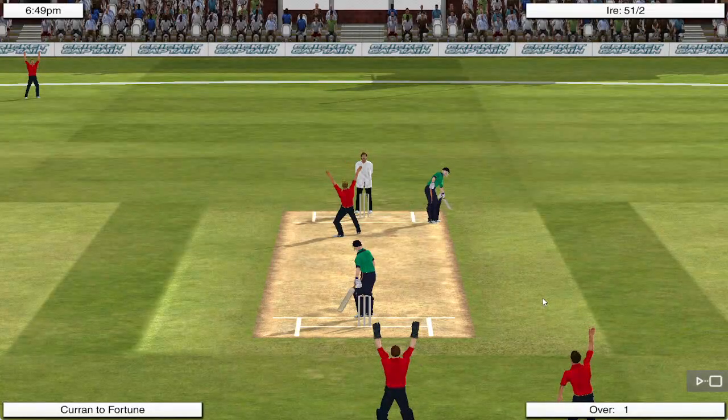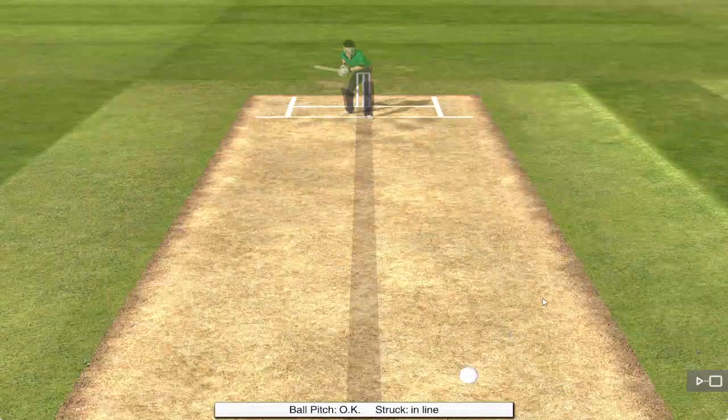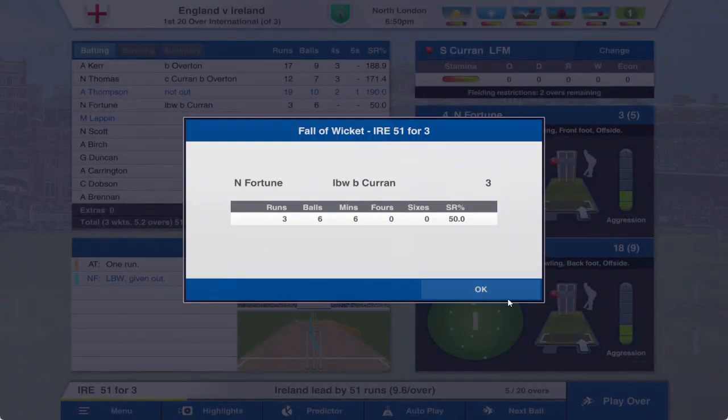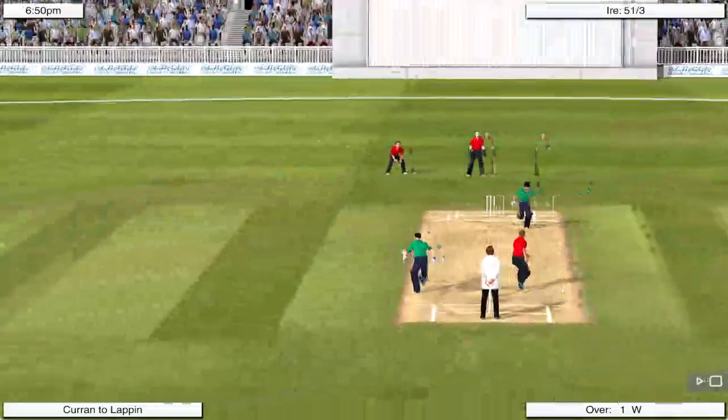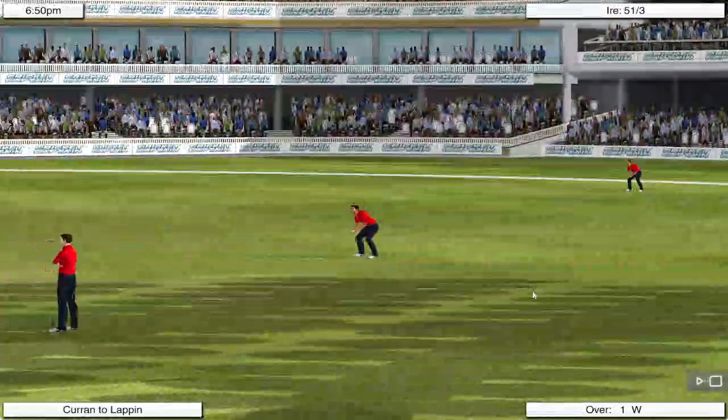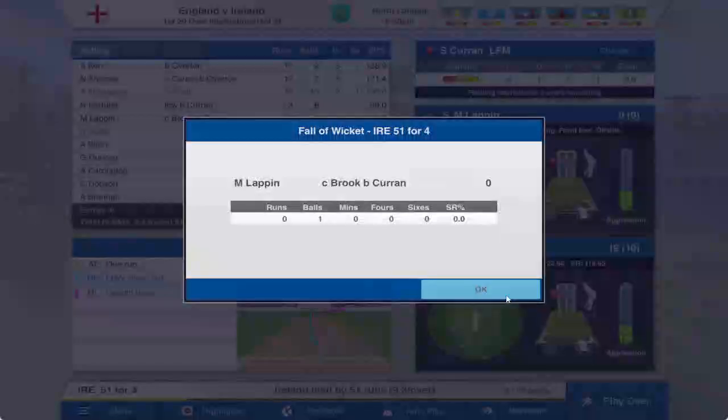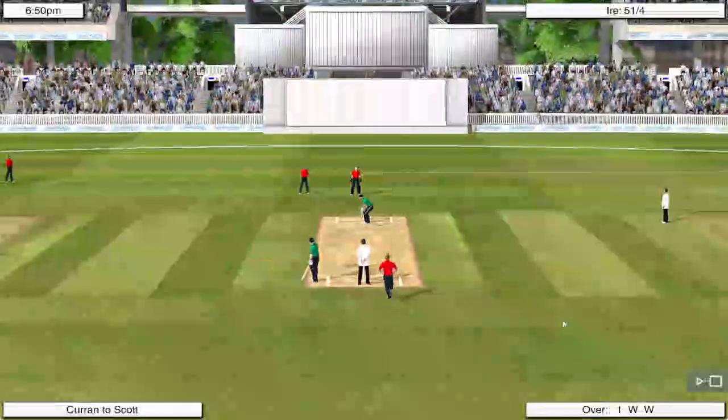And that is a wicket. Fortune has to depart for 3 runs off 6 balls. Lappin walks in to bat, and that could be another chance. Sam Curran, 2 wickets in 2 balls. He is on a hat trick right now.